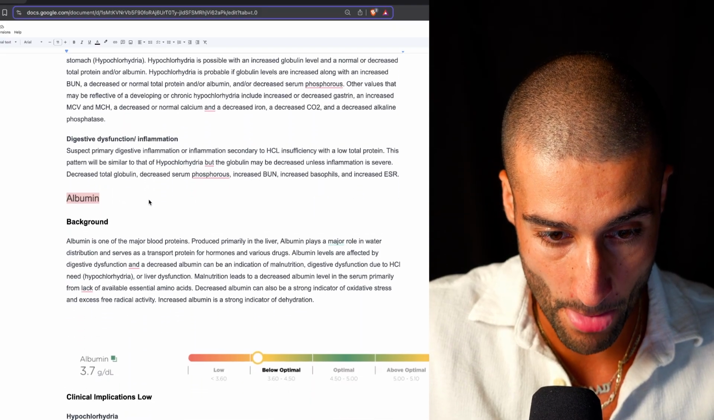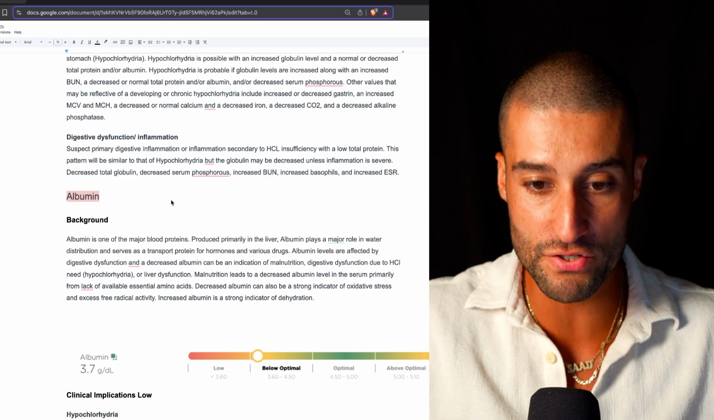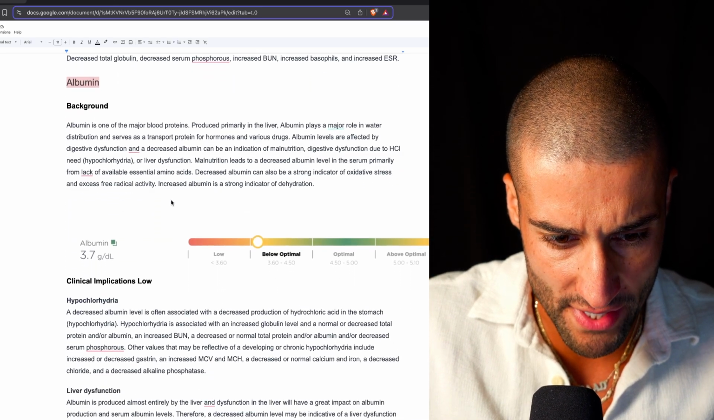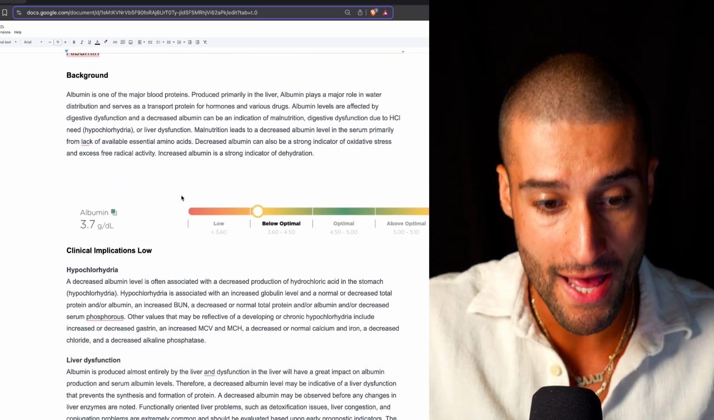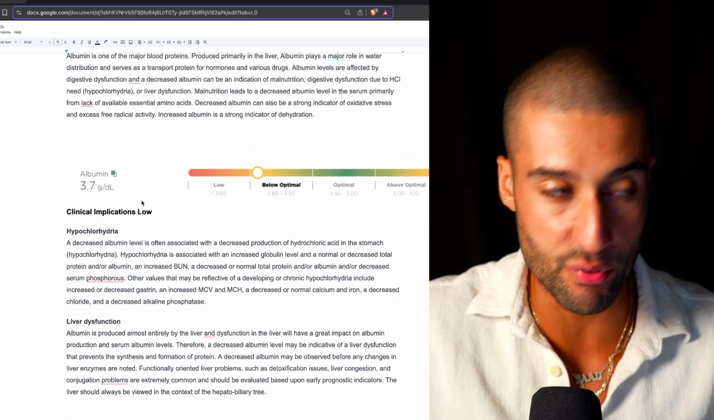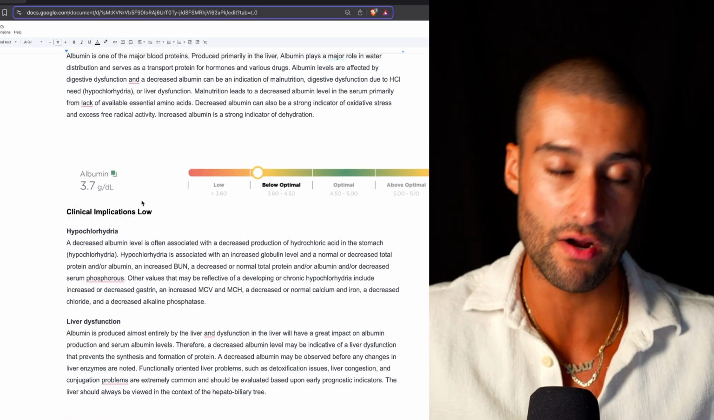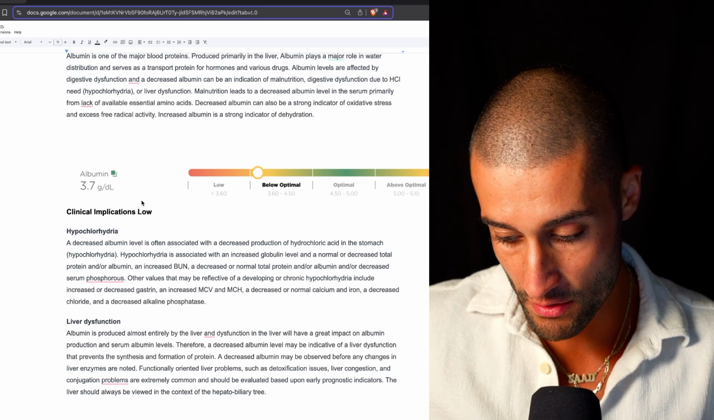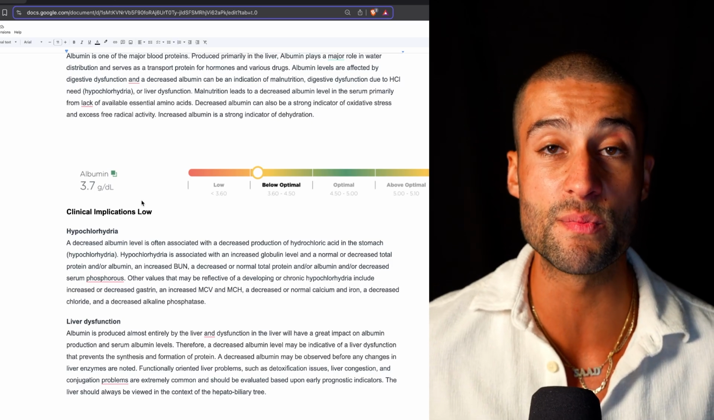What do we have next? Albumin. This is a liver protein, and we are seeing albumin on the lower end here. This is another indication of hypochlorhydria, low stomach acid. So I'm putting these pieces together, and it gives more evidence that, okay, we should probably make a change with snacking, with taking 3 deep, slow breaths before every meal.